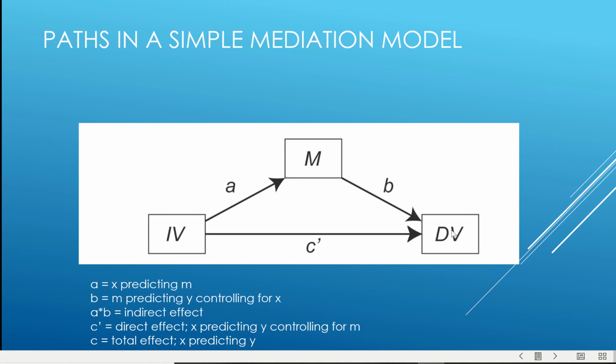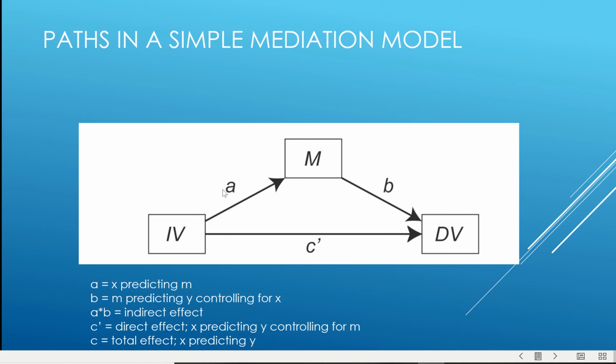So let's look at the paths in a simple mediation model. Here we have an IV, which you could also think of as the X variable. And we have the DV, which we can also think of as the Y variable. And we have M, which is the mediator, but can also be thought of as another X variable, let's say X2. And we have these paths.